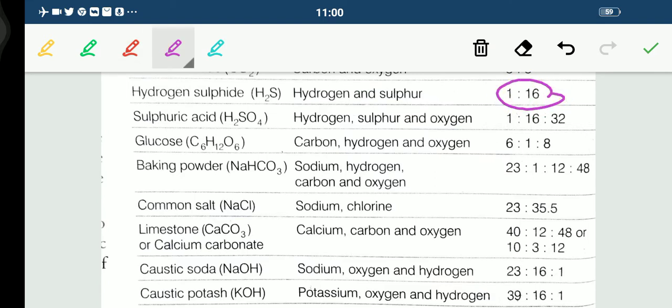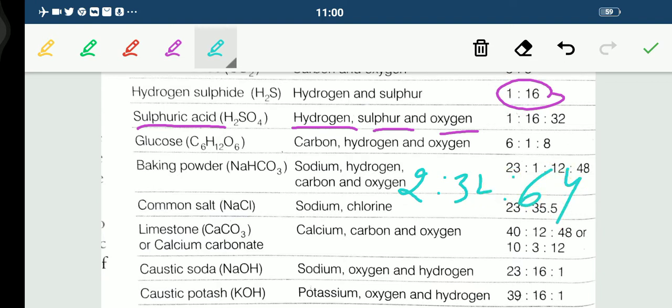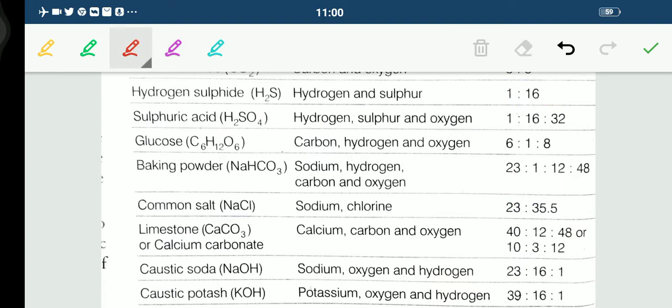Similarly, students, we can easily solve H2SO4 also. The combining elements are hydrogen, sulfur and oxygen. So, here it would be 2 is to 32 is to 64. Simply cut it down. Why 2? Because hydrogen is 1, but 2 atoms are associated. So, 2 ones are 2. Sulfur is 32. And oxygen is 16, but as we have 4 atoms associated with oxygen, so 16 into 4. Simply cut it down and your answer would be 1 is to 16 is to 32.